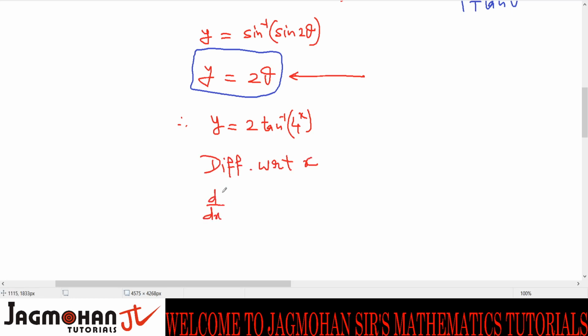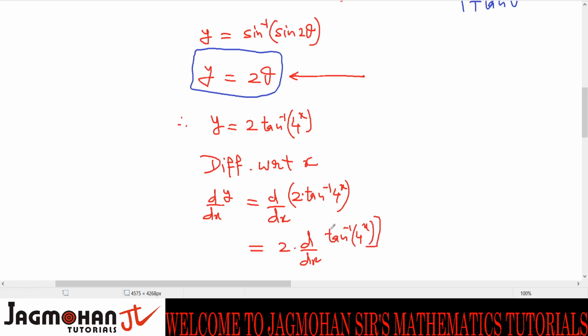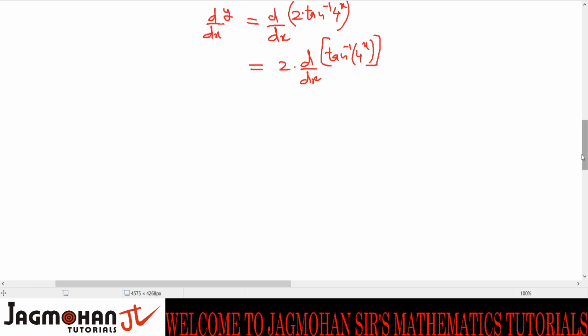So d by dx of y equals to d by dx of 2 times tan inverse of 4 raised to x. What is the next step? We will write this 2, which is a constant, outside. So 2 is out, and we have d by dx of tan inverse of 4 raised to x. You know what is the derivative of tan inverse x? 1 upon 1 plus x square. But is this tan inverse x, students? No, this is tan inverse of f of x.